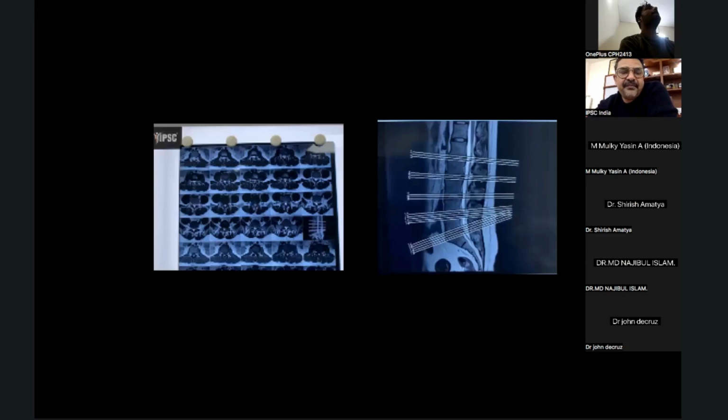We are going to discuss in the lectures the type of the herniation, what angulation we can take, and what distance from the midline we can take to reach it, whether it is a foraminal herniation, a paracentral herniation, or a central herniation. The angulation and the distance will change depending on the type of the herniation.